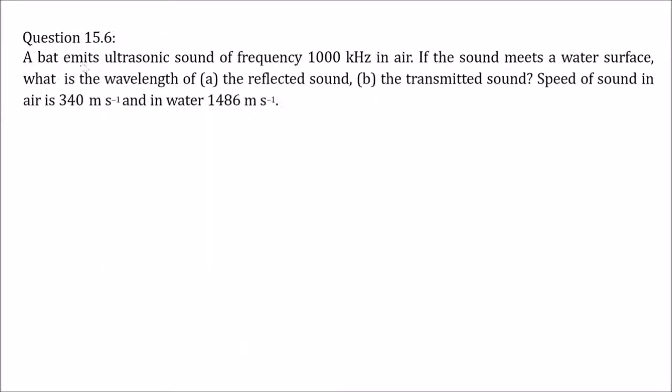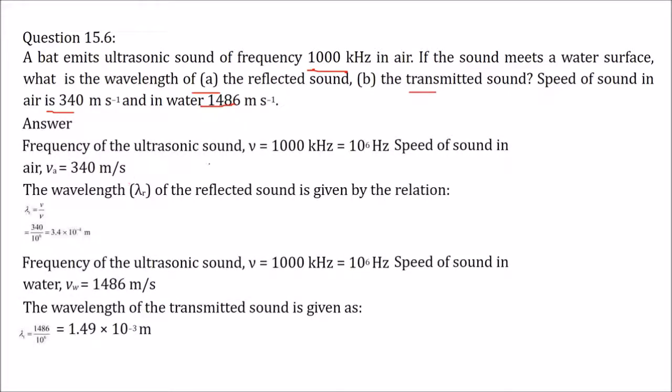A bat emits ultrasonic sound of frequency 1000 kilohertz in air. If the sound meets a water surface, what is the wavelength, first, of the reflected sound, and second, of the transmitted sound? The speed of sound in air and water is given. So here the frequency of the ultrasonic sound is 1000 kilohertz, that is 10 to the power 6 hertz. Now what is the speed of sound in air, which is also given in the question?